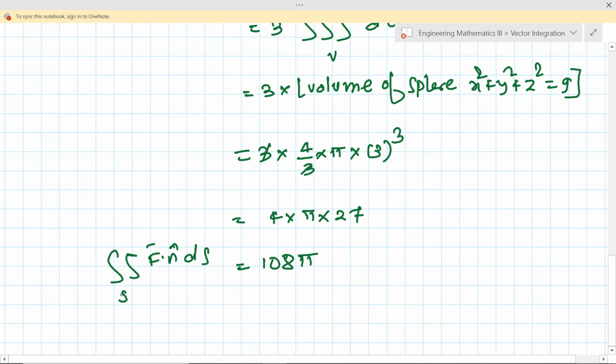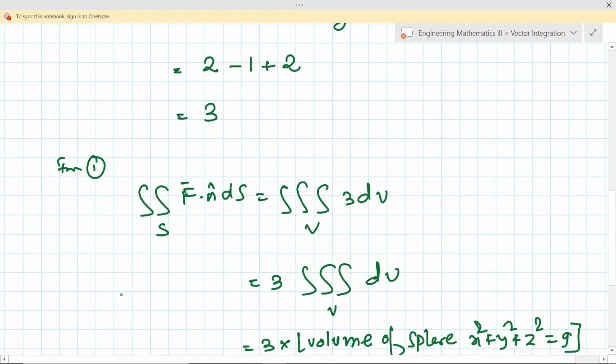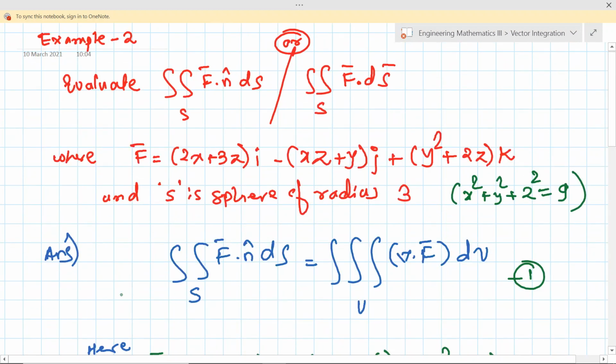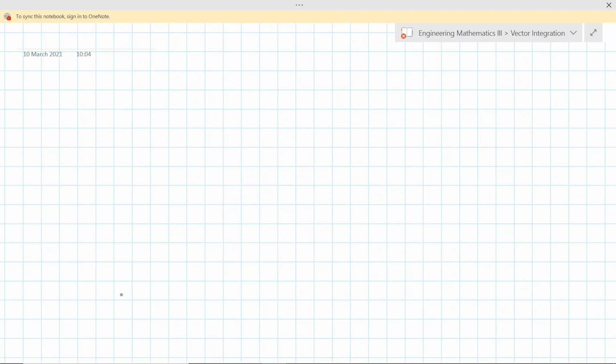Hope you got this, because these are some basic examples to understand the idea of the Gauss divergence theorem. Let us see one more example on this Gauss divergence theorem.